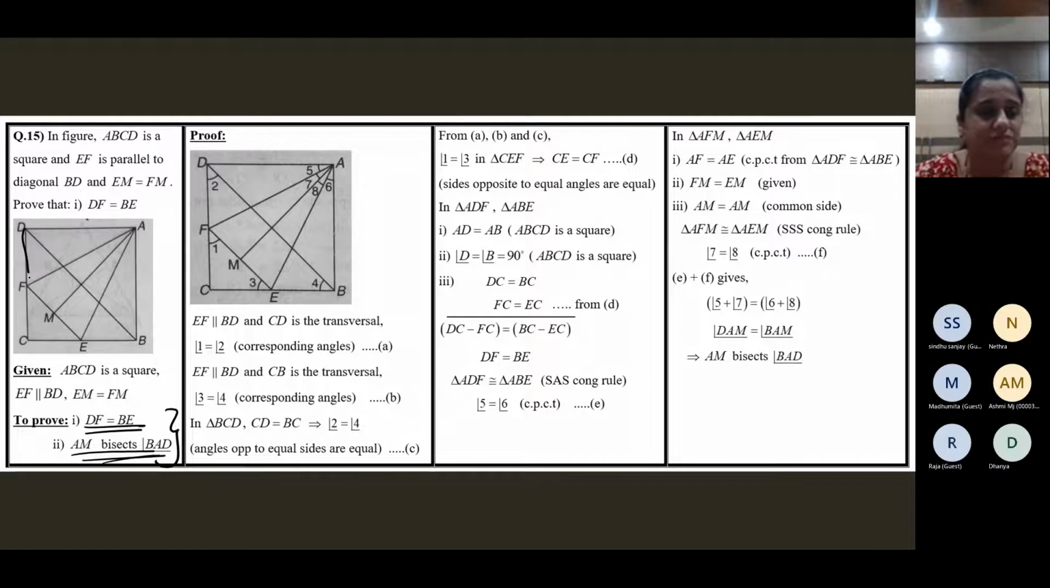DF is equal to BE. And AM bisects BAD, which is this angle. This angle is bisected by AM. All right. So I hope you got the information given. So now to prove that DF is equal to BE, this one. That's quite simple. Just a minute, children.